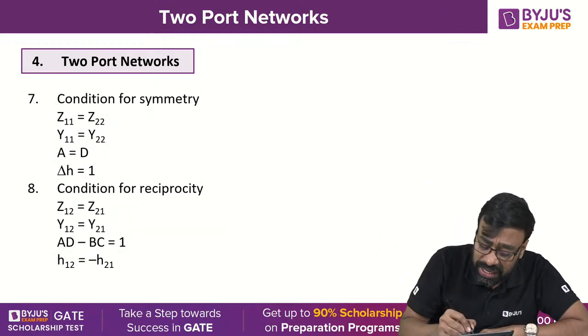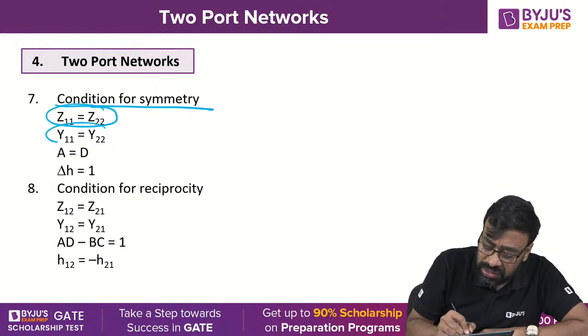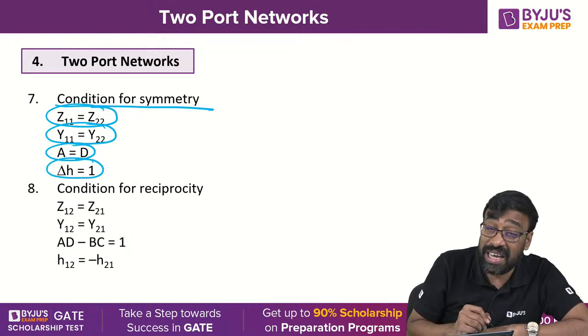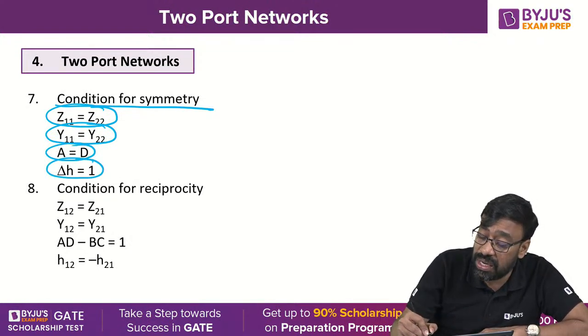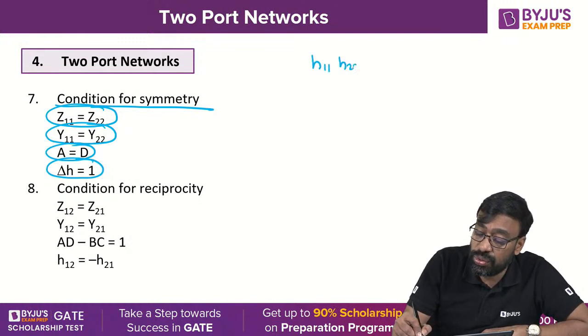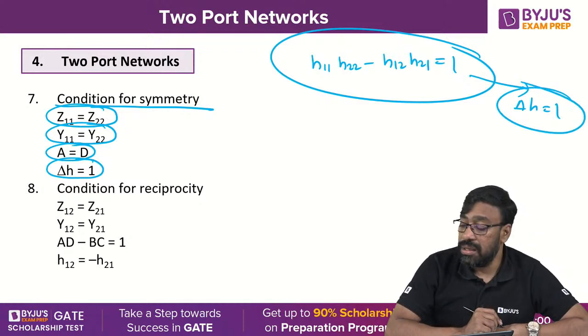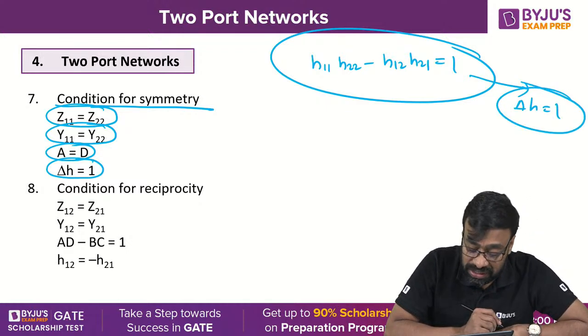Condition for symmetry in terms of Z parameters is Z11 equals Z22, Y11 equals Y22, A equals D, and delta H equals 1. Delta H is nothing but the determinant of the H matrix, H11 H22 minus H12 H21, which should be 1. Hope you understand this. This is called the condition for symmetry.